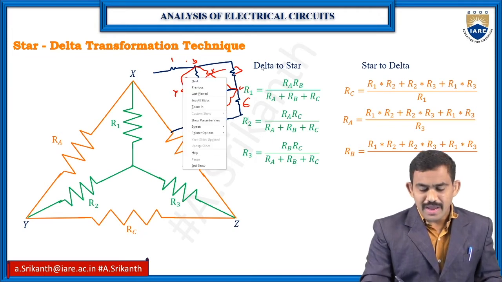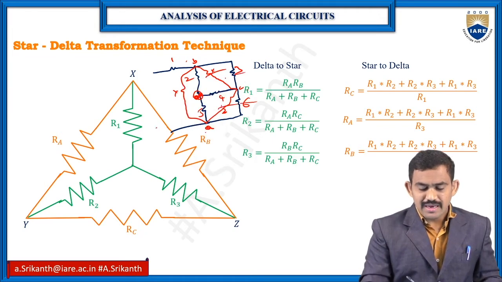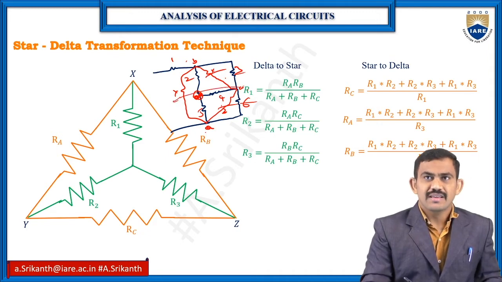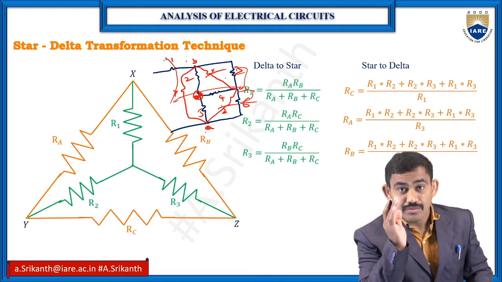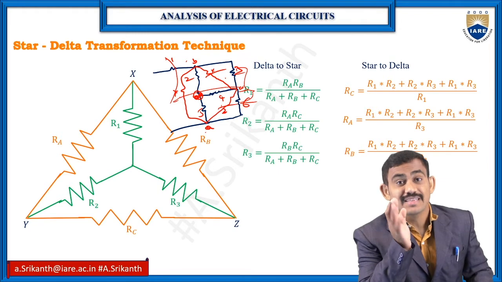Now these two are parallel. Then both are in series, then parallel with Y and series with 1 ohm. So any method you can use, but we need to know which are the series and which are the parallel.